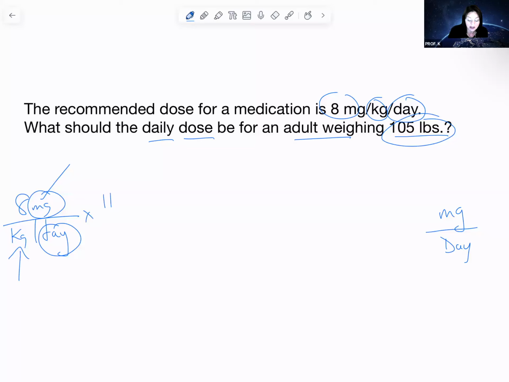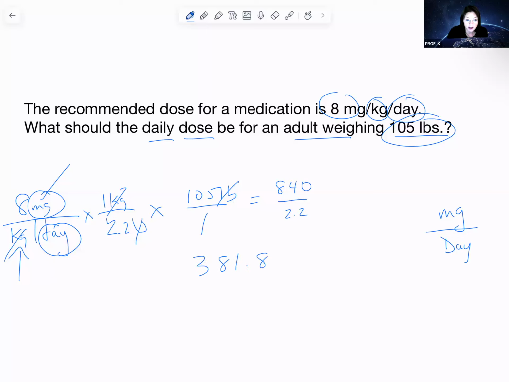You can see how it's the same steps. 1 kilogram, 2.2 pounds times 105 pounds over 1. I cross off my unwanted, and now it's just math. So 8 times 105 times 1 will give me 840, and 2.2 times 1 is 2.2. When I divide that, it will give me 381.81.